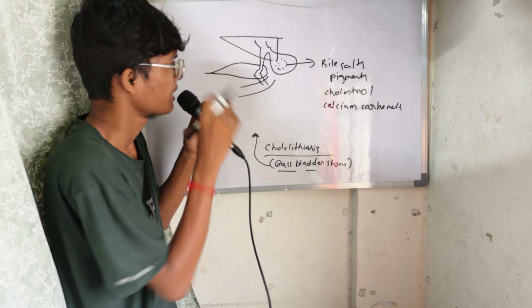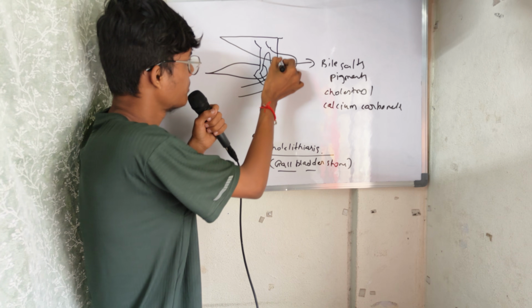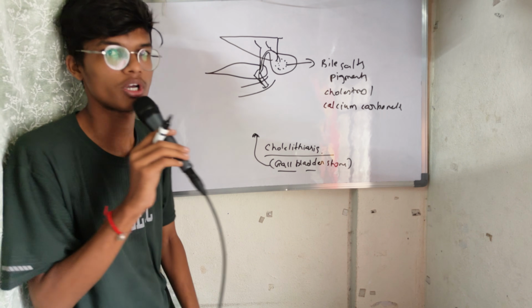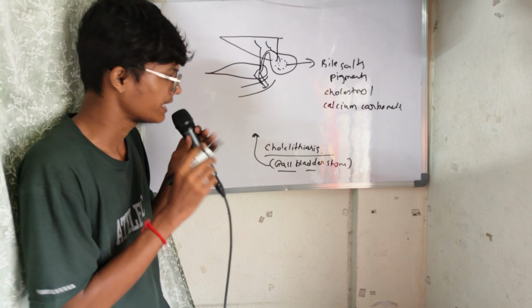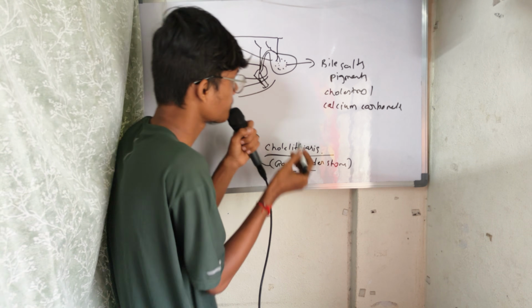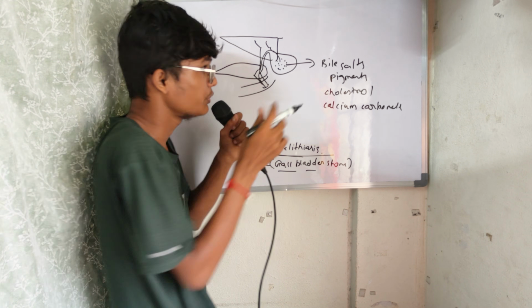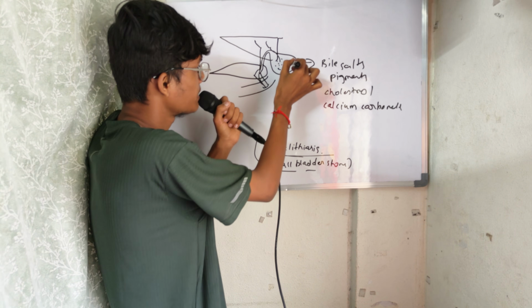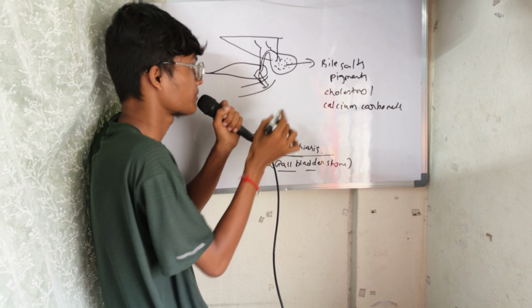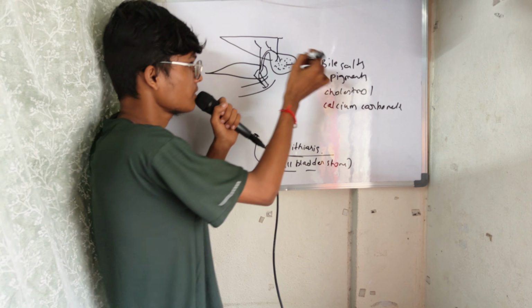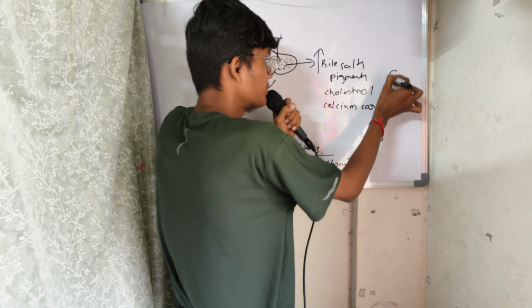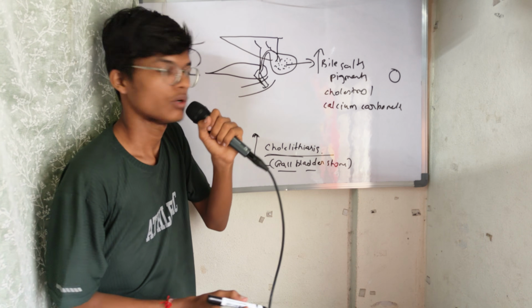What happens here? In normal physiology, this bile will be secreted and thrown into the small intestine. But in cholelithiasis, what happened? This bile, due to some reason, remains there only. So what happened? These levels will increase and they will form crystals.